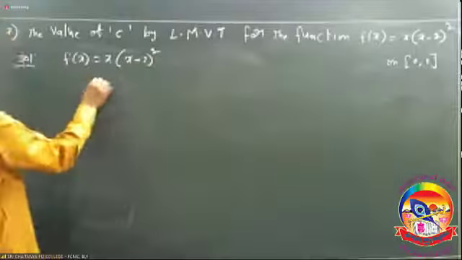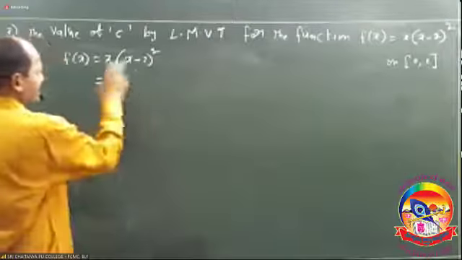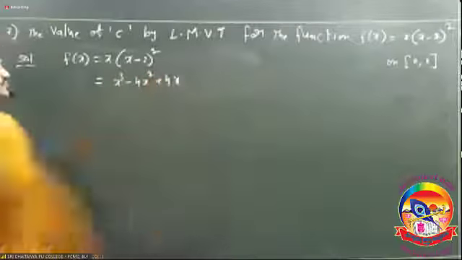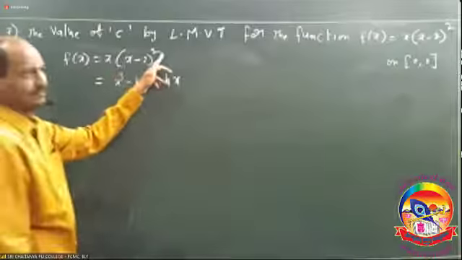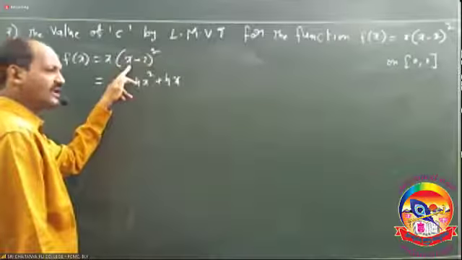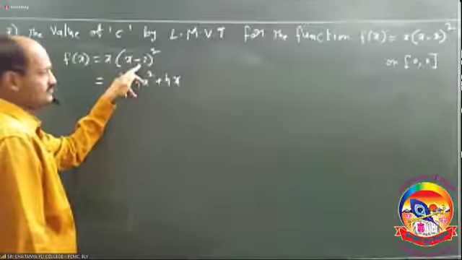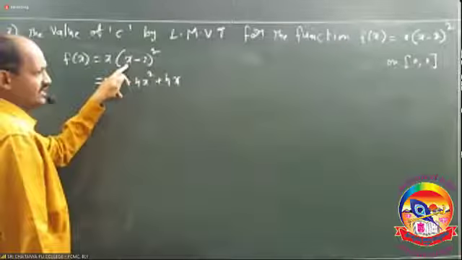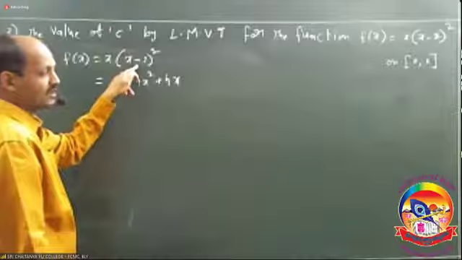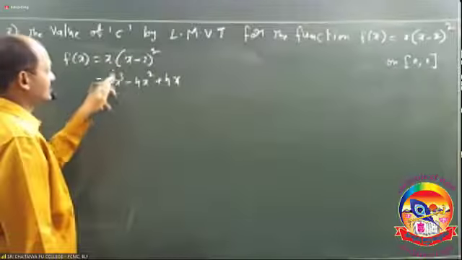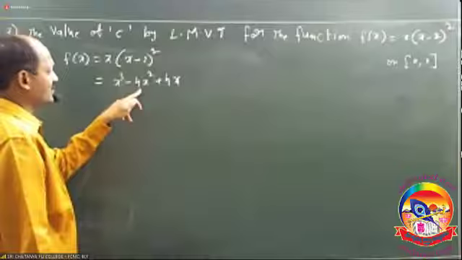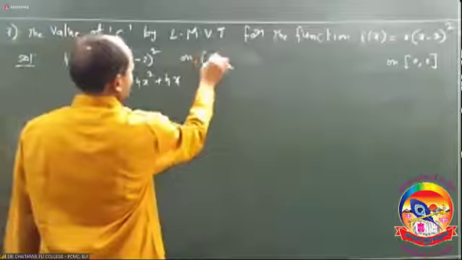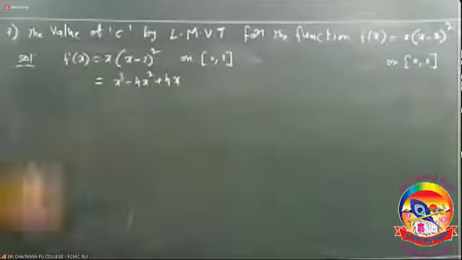After expansion, we get x cube minus 4x square plus 4x. It is an a minus b whole square form: x minus 2 whole square is x square minus 4x plus 4, into x. That is x square into x minus 4x into x plus 4 into x. Now, on the interval 0, 2, find the value of c.